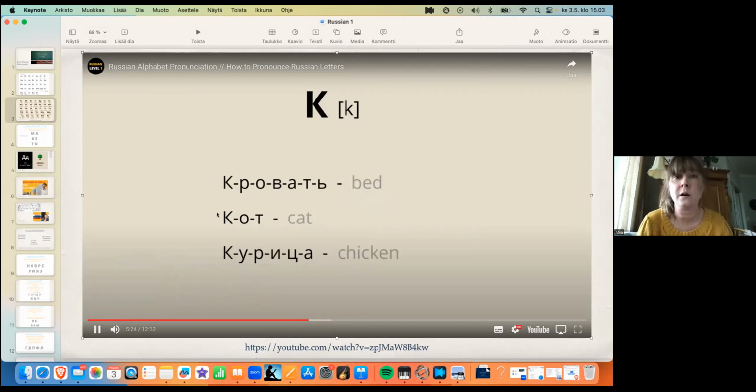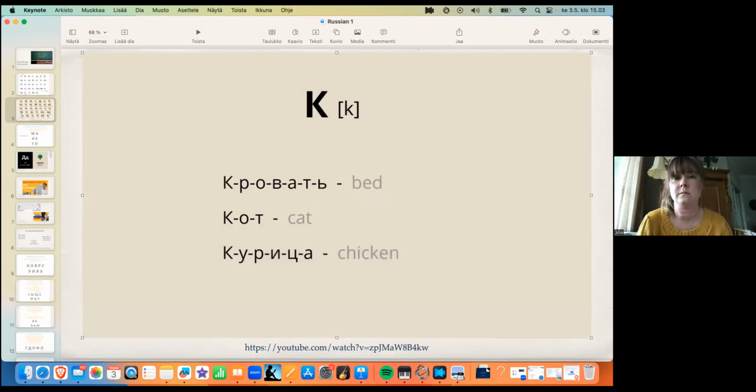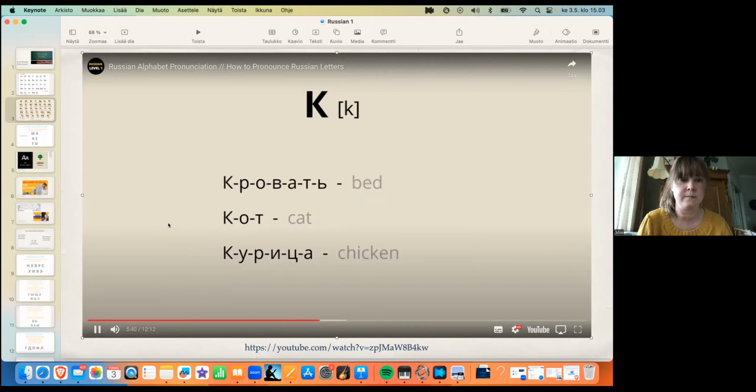K. Кровать. Cravat. К, Р, О, В, А, Т, мягкий знак. Кот. Kot. К, О, Т. Курица. Kuritsa. К, У, Р, И, Ц, А.